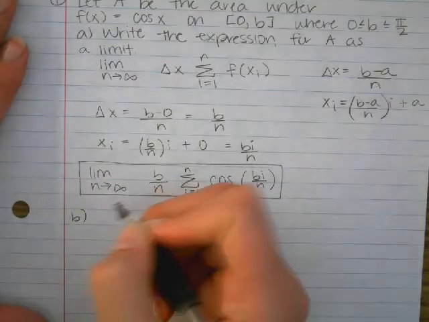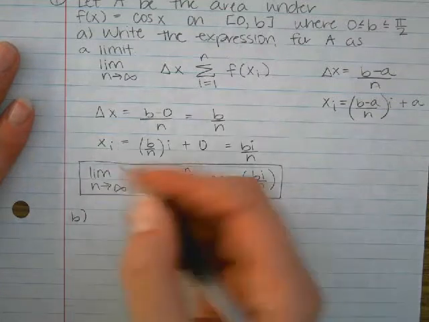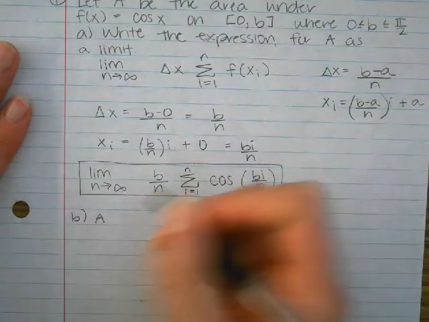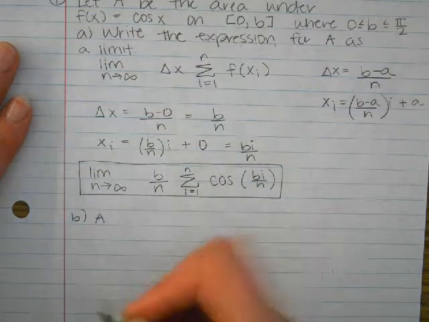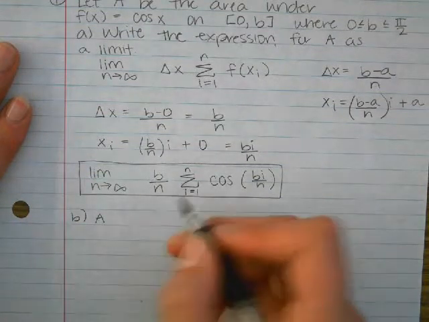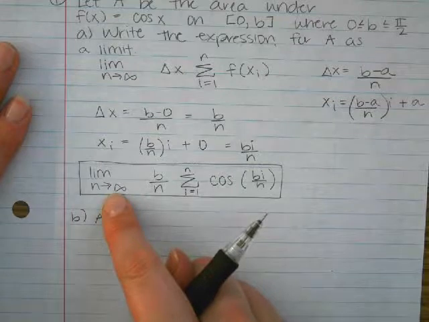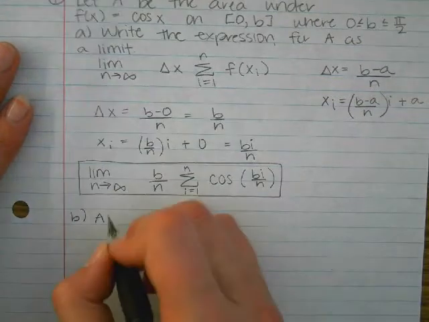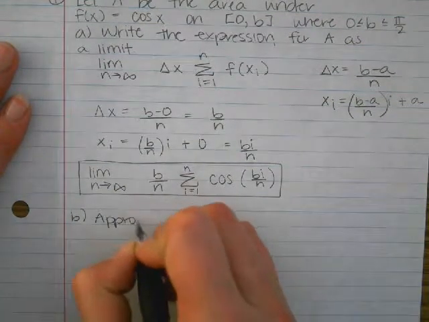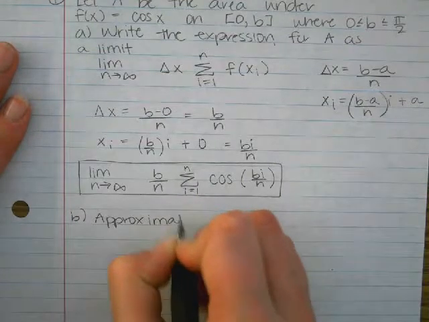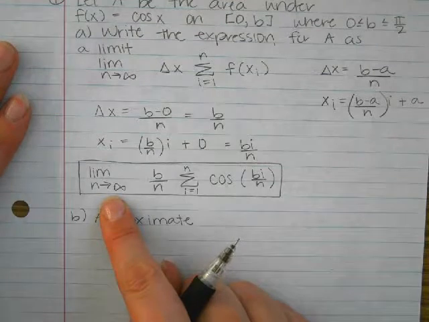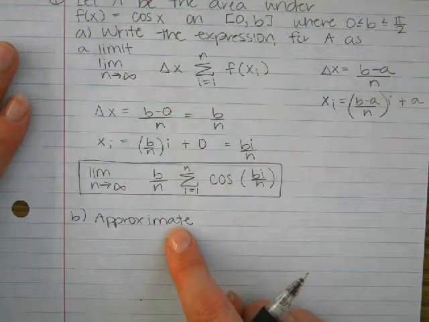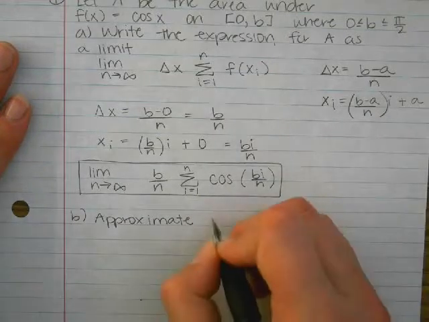There's a part B to this, and part B says approximate the area. If you remember from yesterday, the point of this was to help us find the area under the curve. That's what this limit is doing: if we actually go to infinity, we could find the real area underneath the curve. So we're going to approximate the area under the curve. That means we're not going to have n go to infinity, because it would be hard to draw infinitely many little rectangles. We're going to approximate it for b equals half a pi.